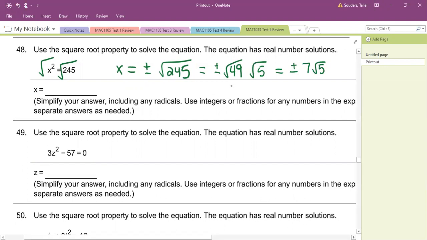You might see them list the answer like this, by the way, 7 times the square root of 5, negative 7 times the square root of 5, which is also correct, but it's not necessary. So you can enter it like this, or if you want to list it like two separate answers, that's also fine. Either answer should be accepted.